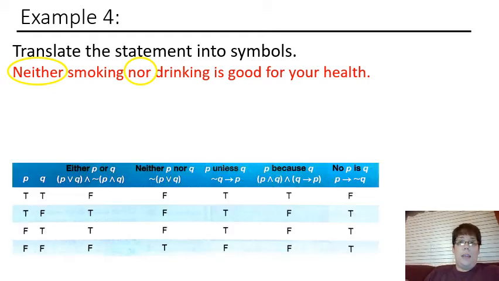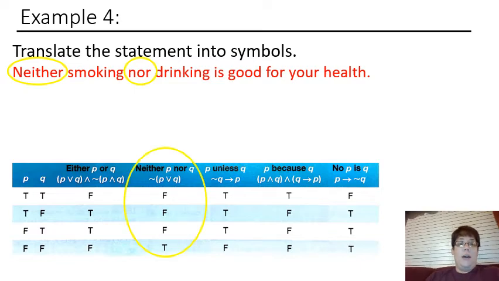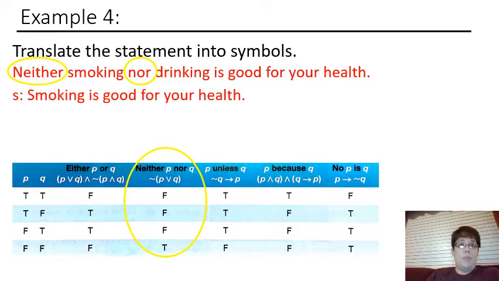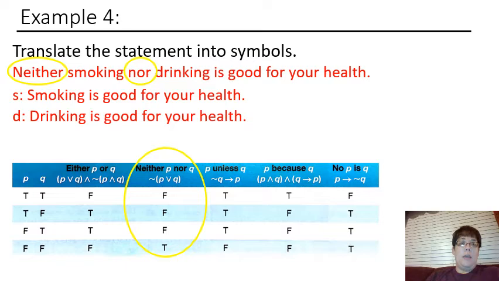If you go back and look at that truth table, you actually have those keywords, neither P nor Q. So in this case, I'm going to let S be the statement, smoking is good for your health, and I'm going to let D be the statement, drinking is good for your health.